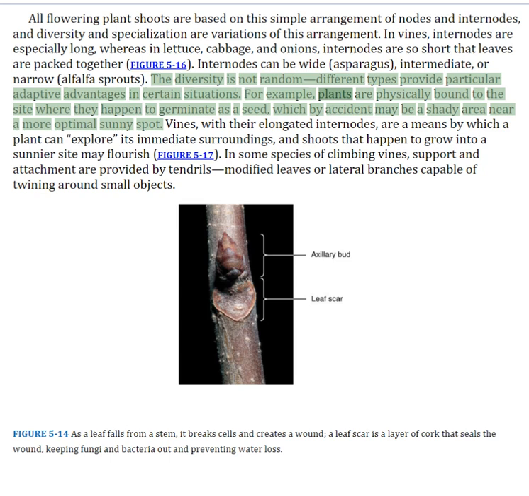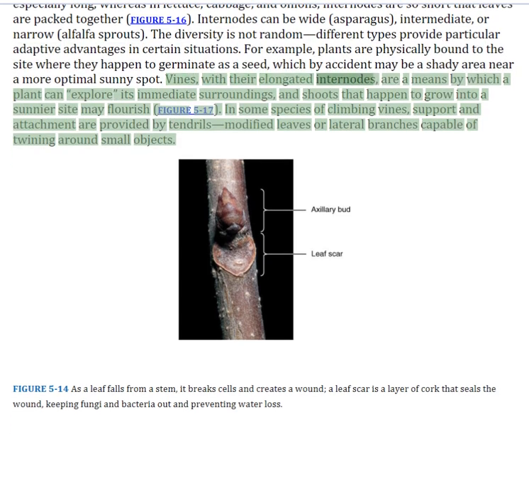For example, plants are physically bound to the site where they happen to germinate as a seed, which by accident may be a shady area near a more optimal sunny spot. Vines, with their elongated internodes, are a means by which a plant can explore its immediate surroundings, and shoots that happen to grow into a sunnier site may flourish. In some species of climbing vines, support and attachment are provided by tendrils, modified leaves, or lateral branches capable of twining around small objects.